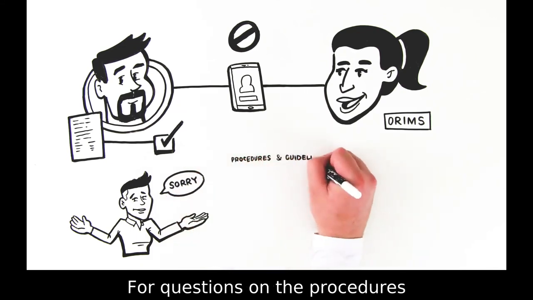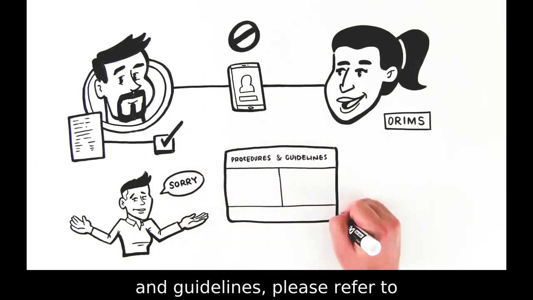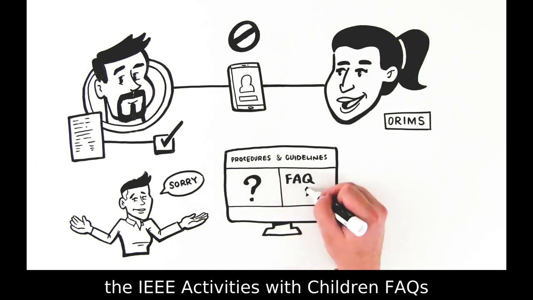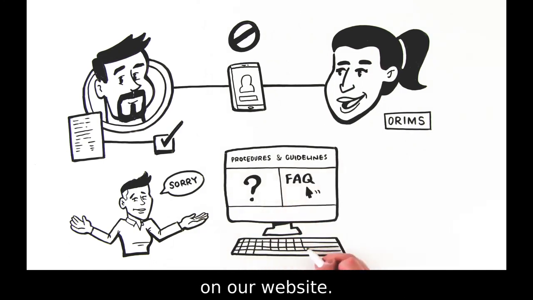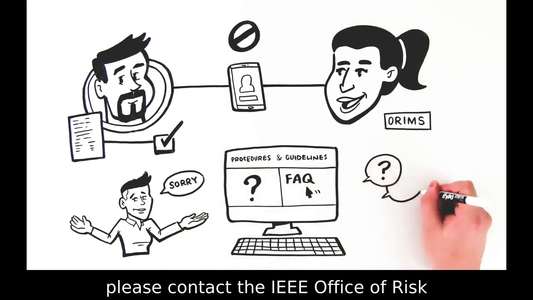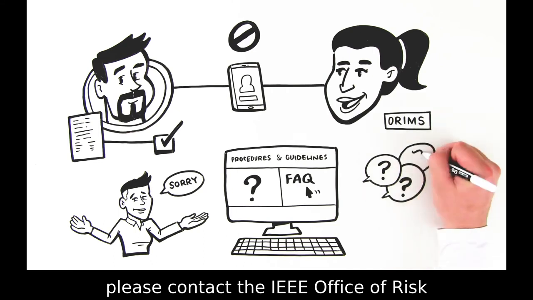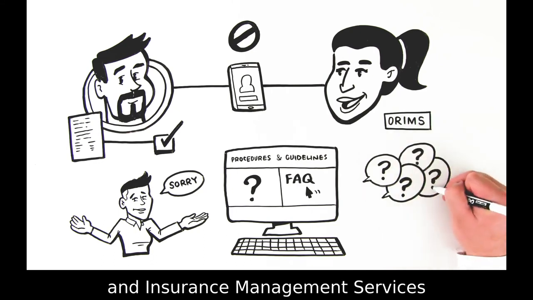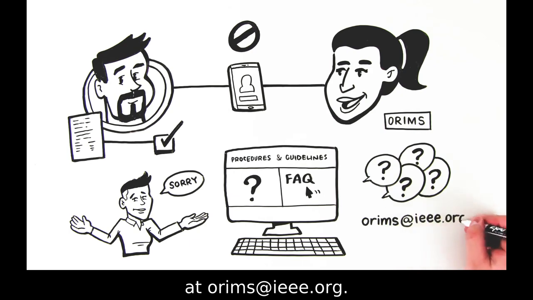For questions on the procedures and guidelines, please refer to the IEEE Activities with Children FAQs on our website. For additional questions, please contact the IEEE Office of Risk and Insurance Management Services at orims@ieee.org.